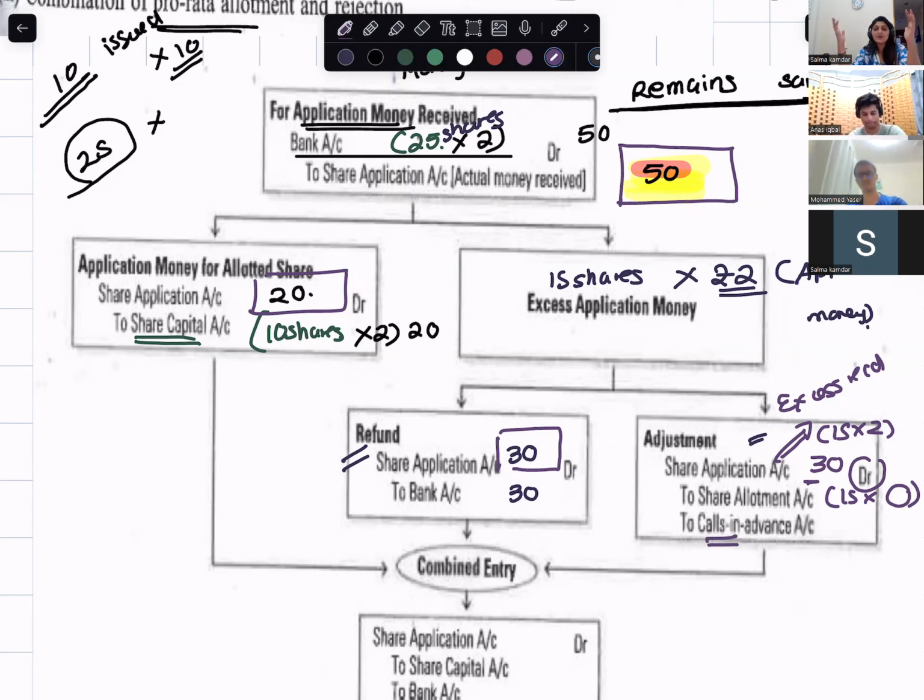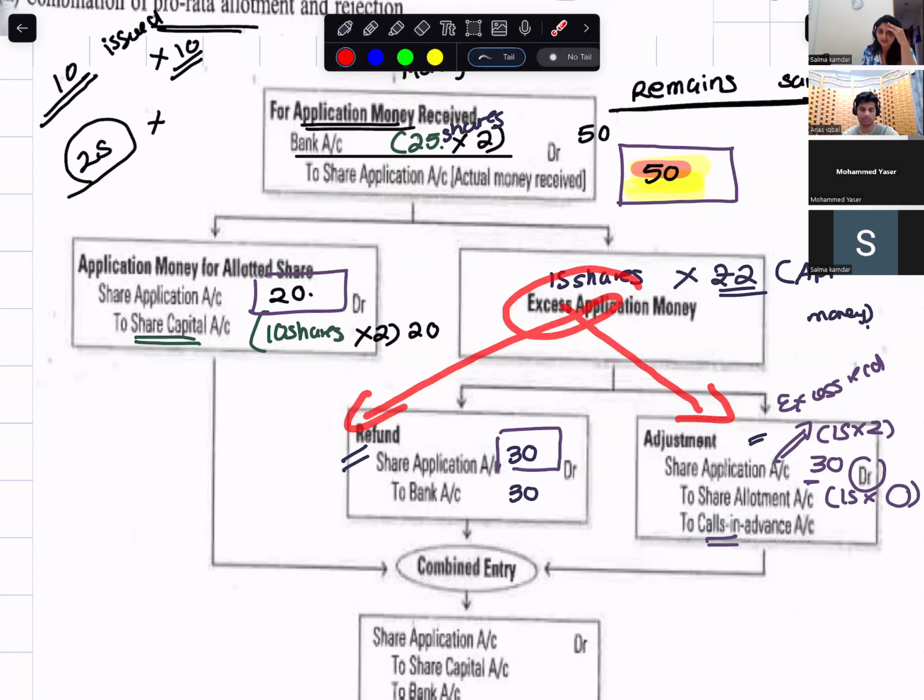Okay, fine. So when there is oversubscription, first what happens? We receive application money, then we allot shares, then find out the excess. Receive application money, allot the shares, find out the excess. Excess can be refunded or excess can be adjusted.